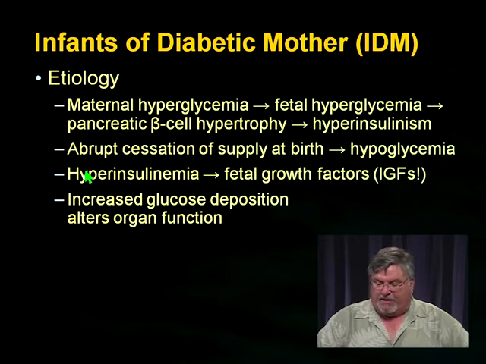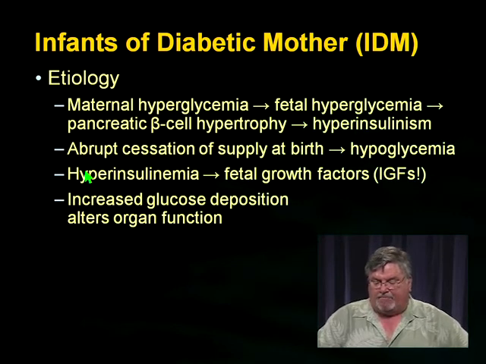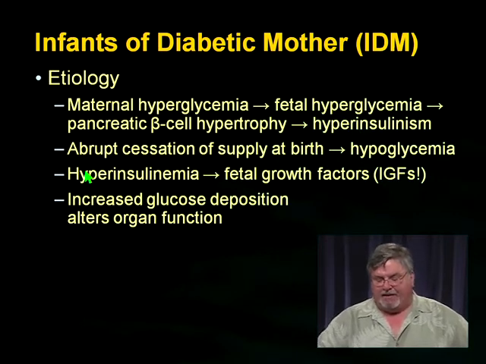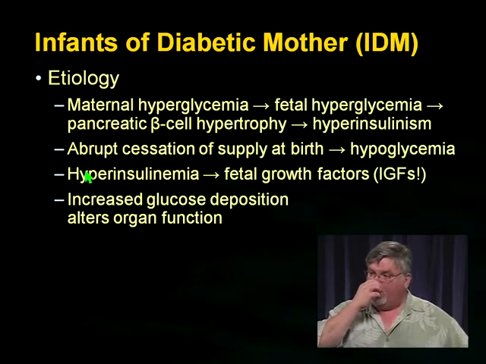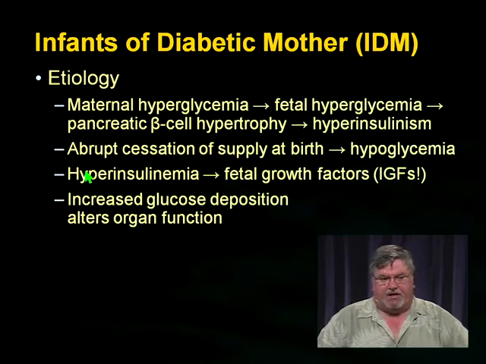We're going to talk a little bit about infants of diabetic mothers now. So, etiology of IDMs. They have maternal hyperglycemia. We talked before about the fact that glucose freely crosses the placenta, so they become fetally hyperglycemic. There's nothing wrong with the fetus's pancreas, so they get pancreatic beta cell hypertrophy, which ultimately leads to hyperinsulinism. So these kids are euglycemic at birth, but hyperinsulinemic. And they've been that way for a while.